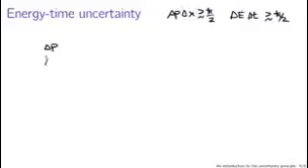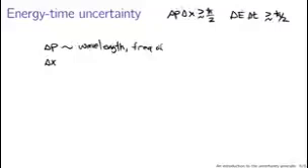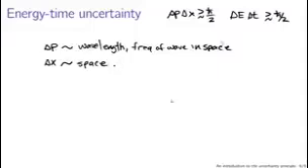Delta P and delta X. Delta P, according to de Broglie, is related to the wavelength, which is sort of a spatial frequency. It's the frequency of the wave in space. Delta X, of course, is just a space. And these are related, according to this equation.